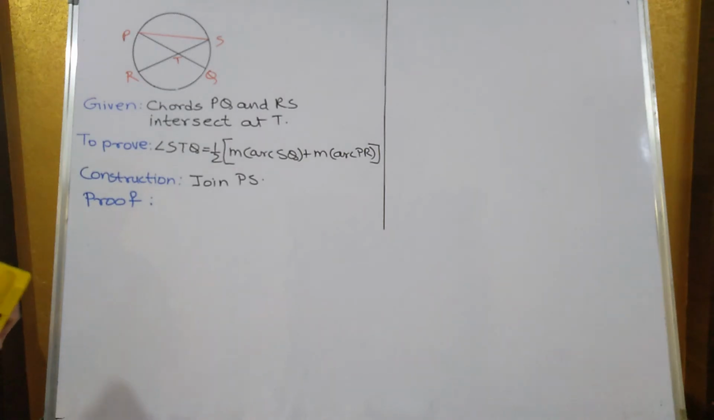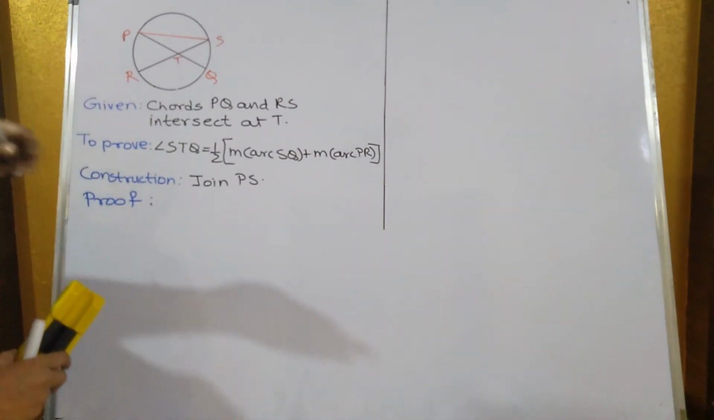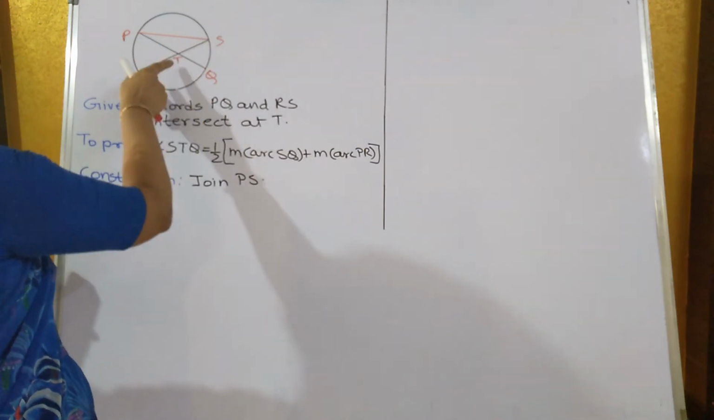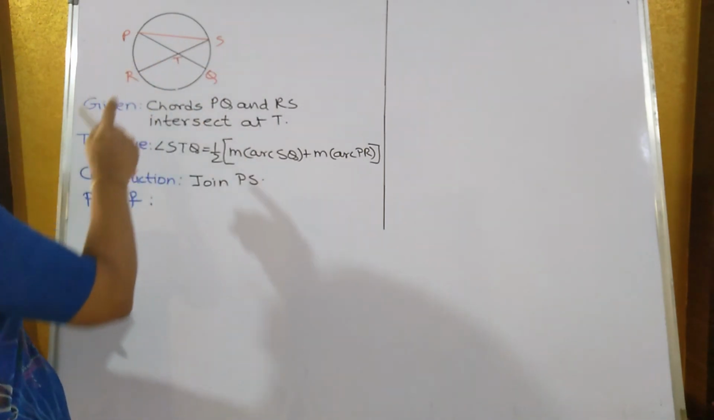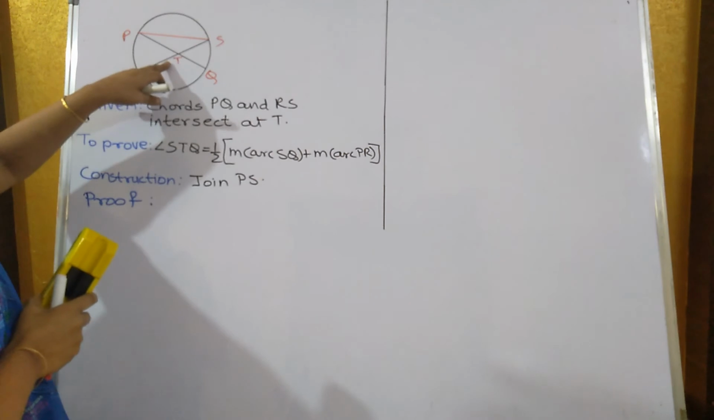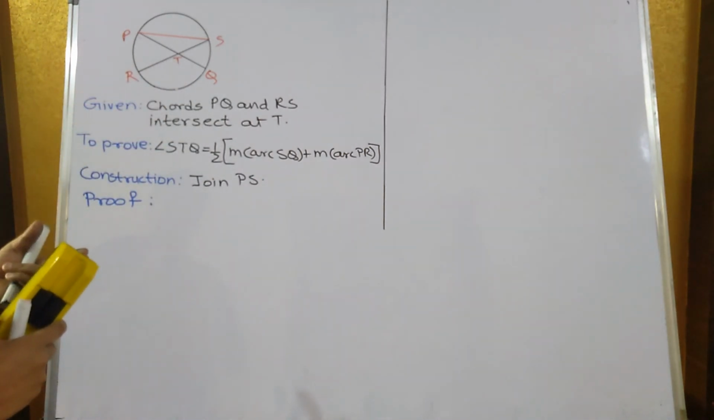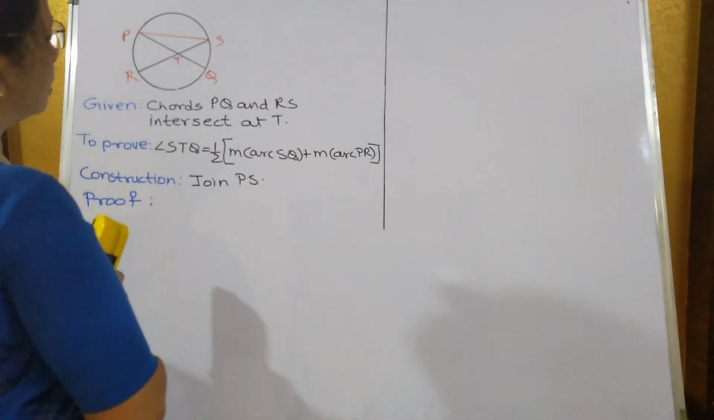Now there are two formulas which you have to remember. Suppose two chords, PQ and RS, intersect internally at the point T. So there are two formulas. In the first, the two chords are intersecting internally. The second one would be the two chords intersecting outside the circle. So what is the formula over here?